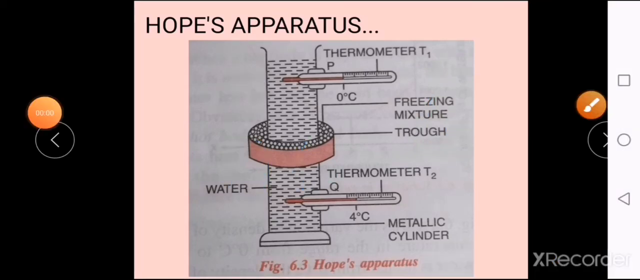Now this is all about your Hope's apparatus, and as homework, what you can do is take your textbook, read your experiment properly, and especially learn the figure properly. That is important, because for your exam, either the figure can be asked with some parts missing, and you will have to fill it, or Hope's experiment can be asked directly. So you have to be well prepared on all sides. Clear? So go through your textbook, read it properly, and go through the experiment, and if you have any doubt, put it down in the comment box.